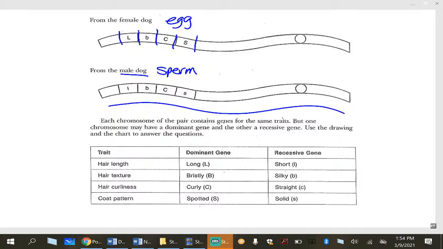Andrew. Genes. Good. Wait one second. Let me get through the whole spiel. I might answer your question.